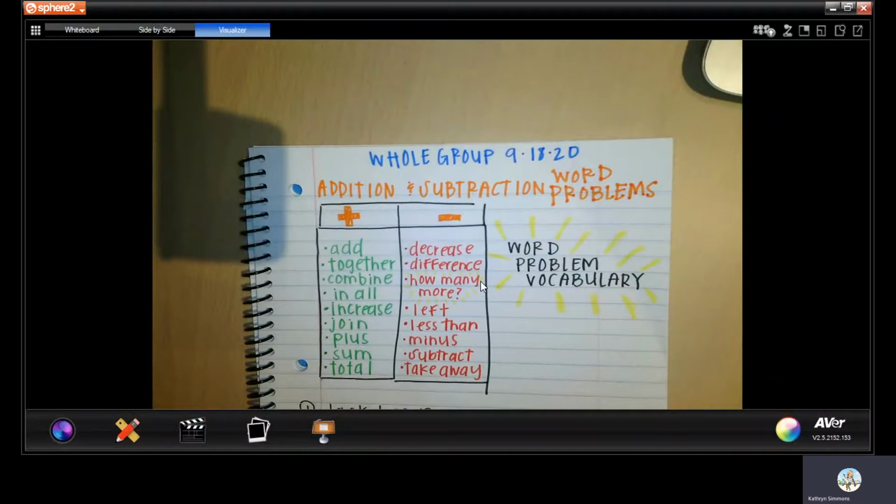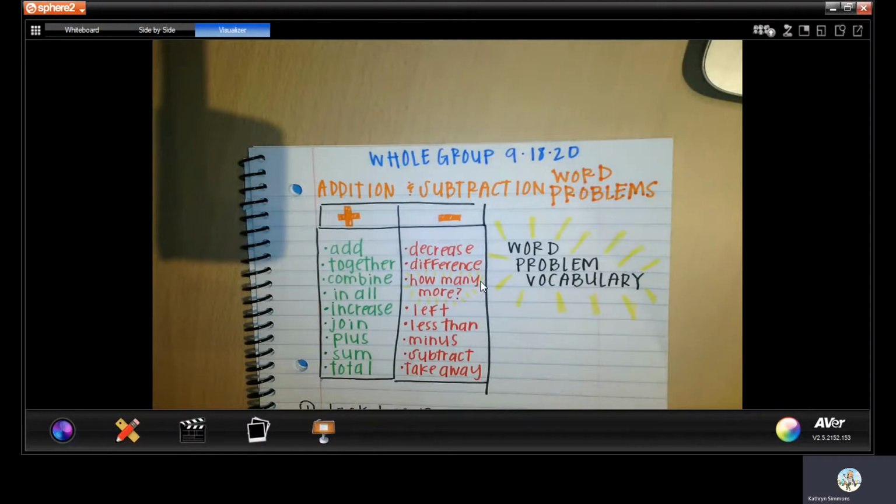You can make your chart a little bigger if you need to. Make sure we're getting all those addition and subtraction word problem words in our chart. Pause this video if you need to do the charts. And once you come back, we are going to talk more about word problems.